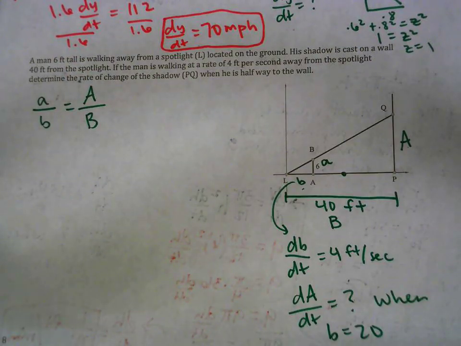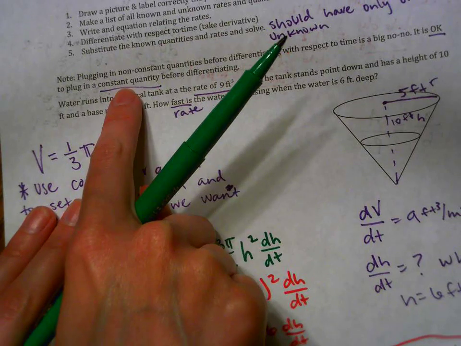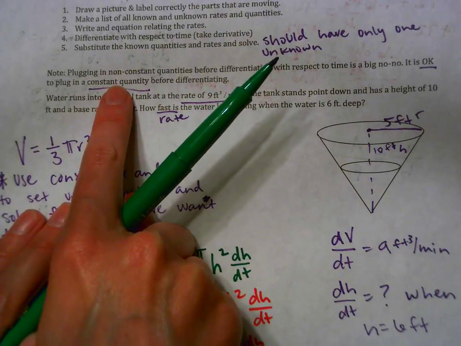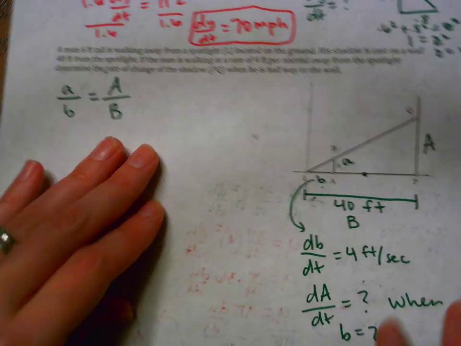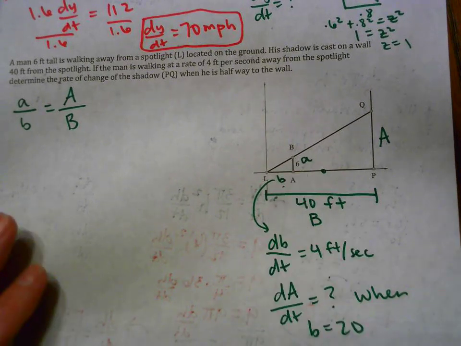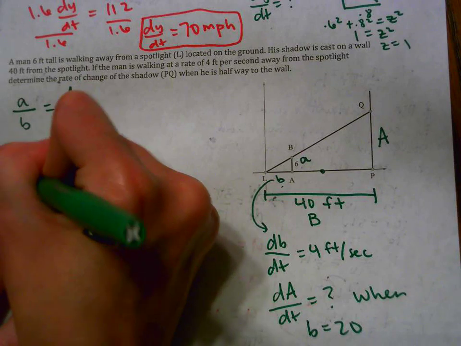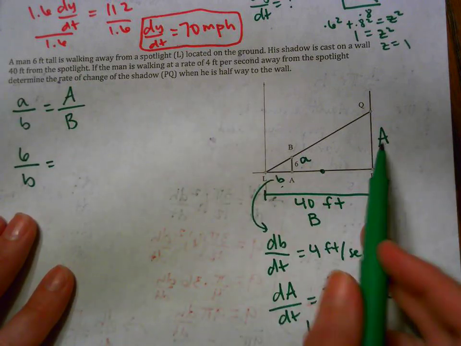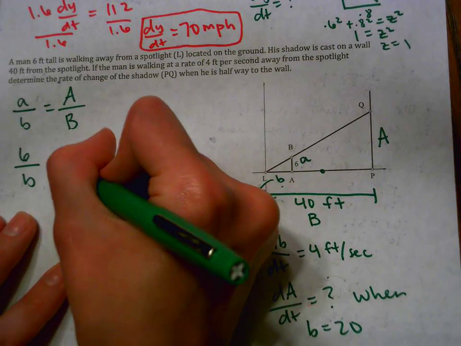Now I will say in this problem, you need to plug in the numbers that are constant. That's what it was saying right here: if a value is not changing over time, you can plug it in before differentiating, and it's going to make this problem a lot easier. So what's not changing over time? Lowercase a is always 6. Lowercase b is changing, and uppercase A is changing, and uppercase B is always 40.